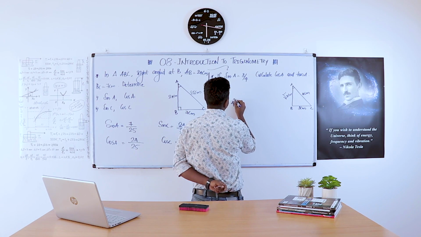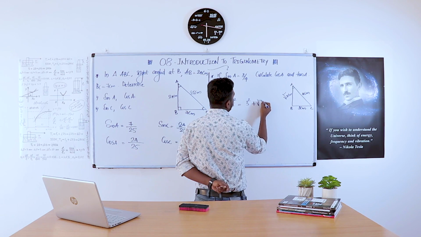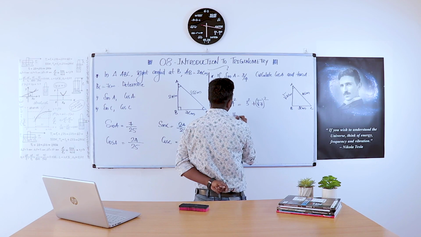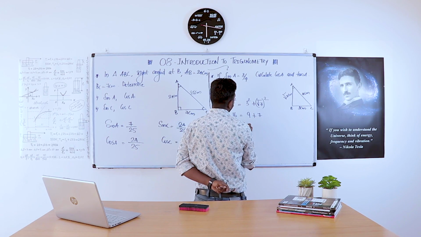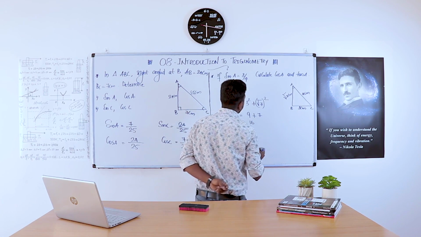Hypotenuse is AC, so 4 squared is equal to base 3 squared plus root 7 the whole squared. Check whether it is right or not. 4 squared, 16, is equal to 3 squared, 9, plus root 7 squared, 7. That is 16 is equal to 9 plus 7, which is 16. So it's right.